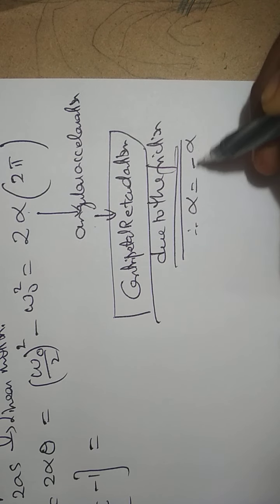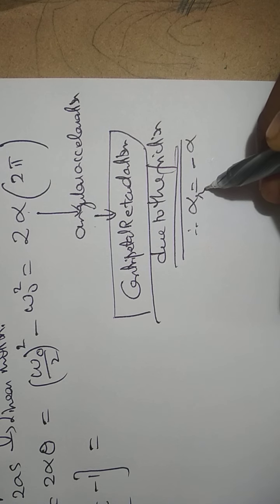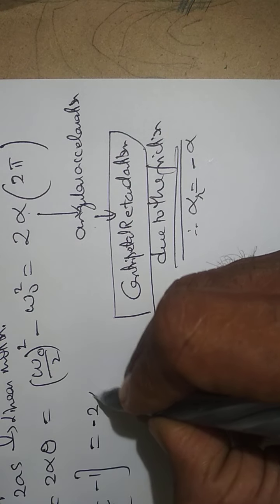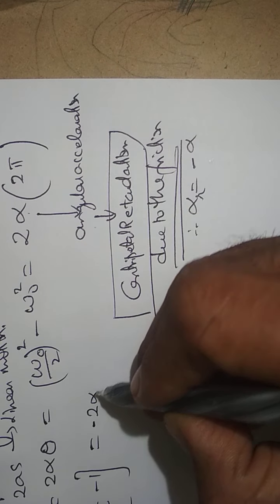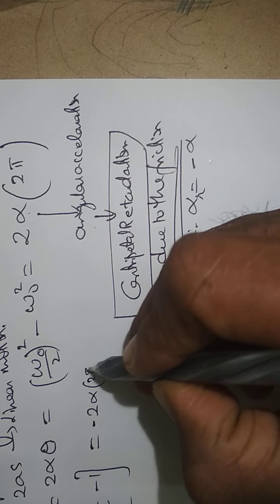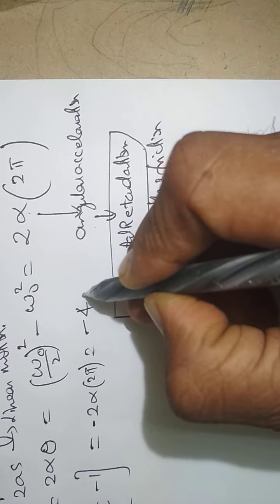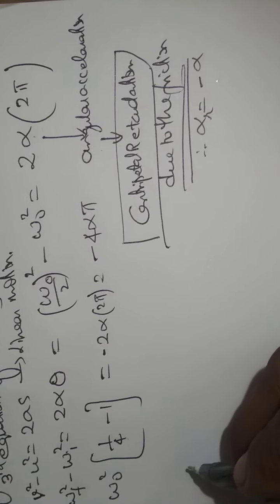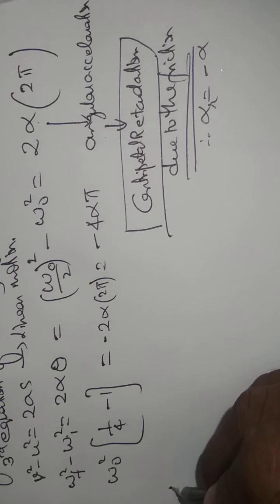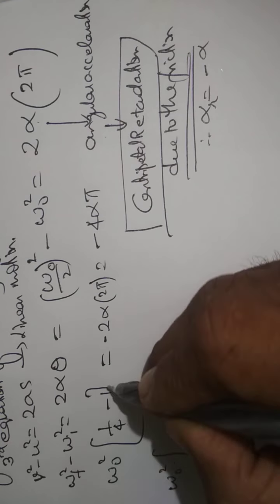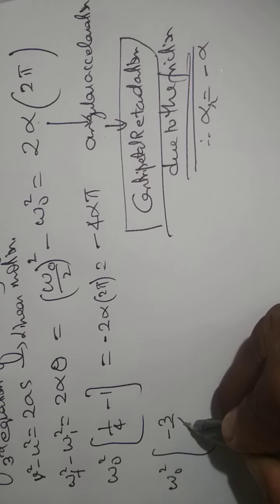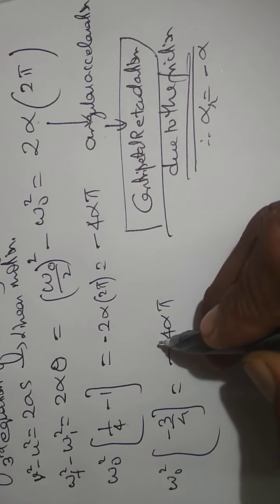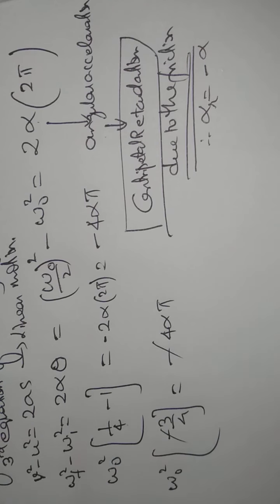We should write this as alpha r is equal to minus alpha. So if you substitute here, minus 2 alpha, I am just writing it as minus alpha into 2 pi, that would become minus 4 alpha pi. Now if you subtract this, what are you going to get? Omega naught square into 1 by 4 minus 1, which is minus 3 by 4, is equal to minus 4 alpha pi. Minus cancels.